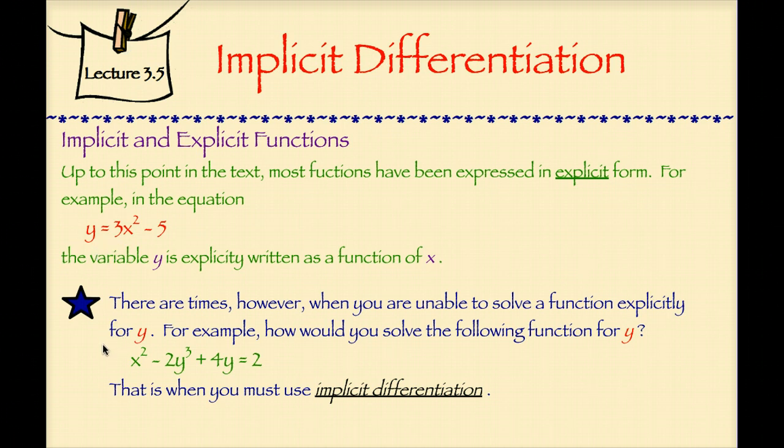There are times, however, when you are unable to solve a function explicitly for y. For example, how would you solve the following function for y? x squared minus 2y cubed plus 4y equals 2. No matter how we would try to algebraically manipulate this function, we would be unable to get it explicitly in terms of y. That is when you must use implicit differentiation.